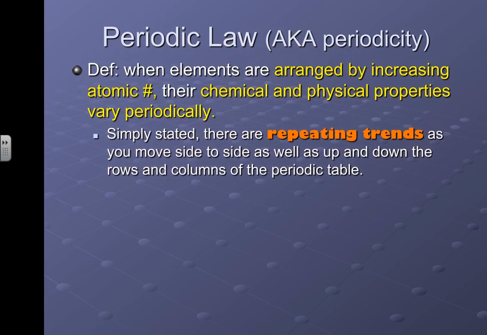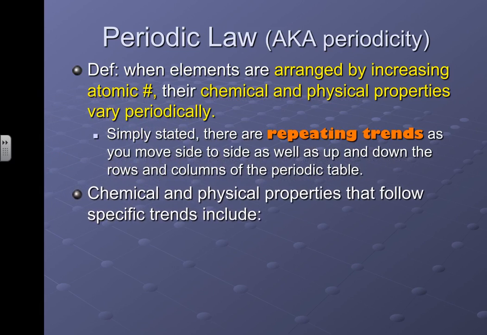So I'd like to simply state it for you. There are repeating trends. If you move from left to right across the periodic table, there will be trends that repeat themselves as you move to the next line. Similarly, if you move from top to bottom, you will also see repeating trends as you go through each column. And so this is what it means by varying periodically. So we did an activity with the cards, and we were able to understand how all of these things were varying, up, down, and that's periodic law or periodicity. So there are a few, which we've already talked about, chemical and physical properties that we're going to need to look at.